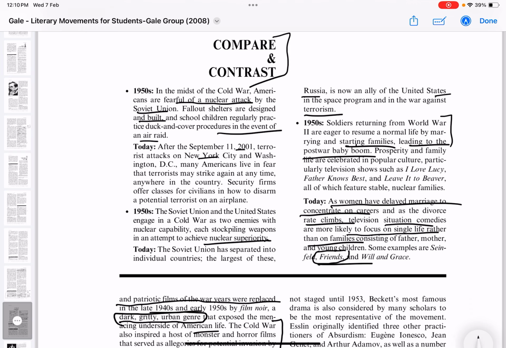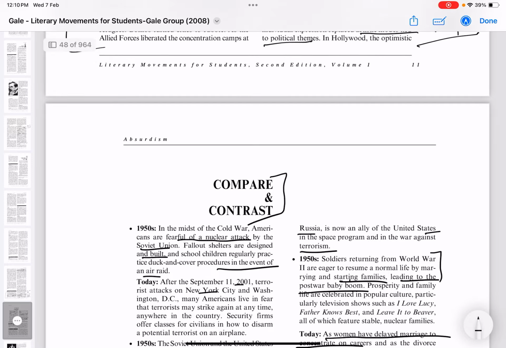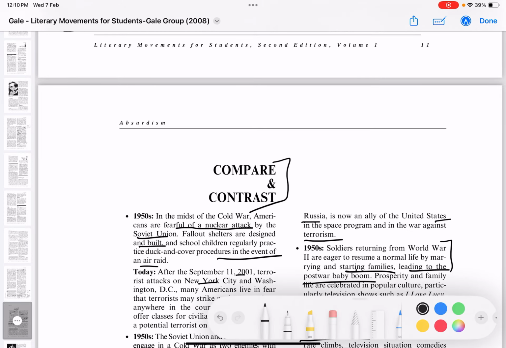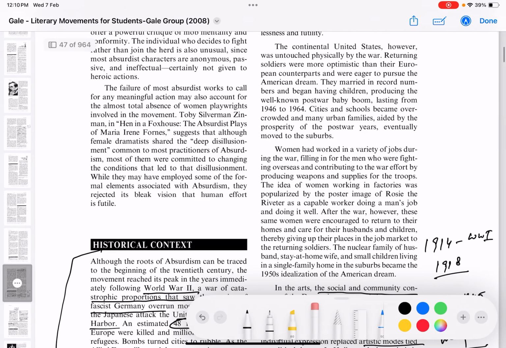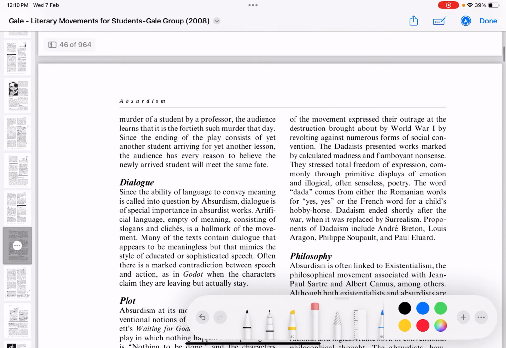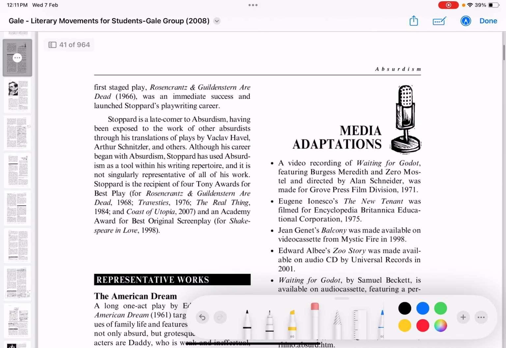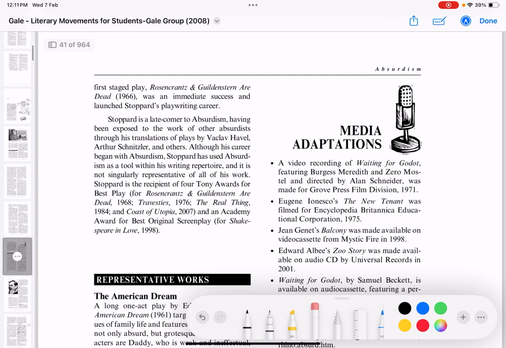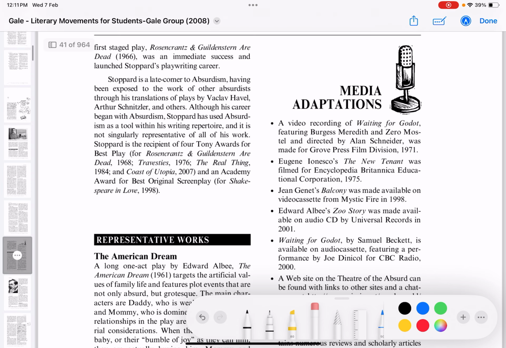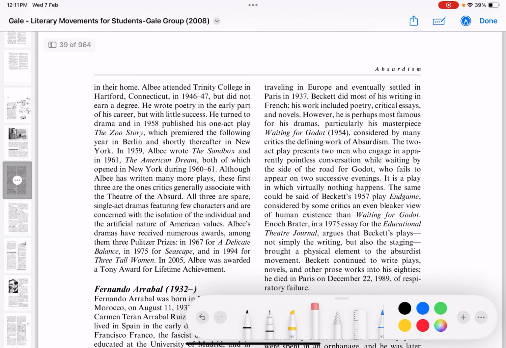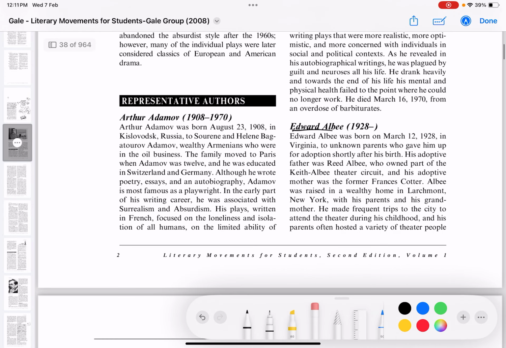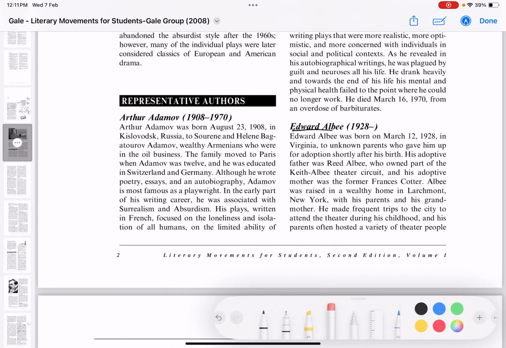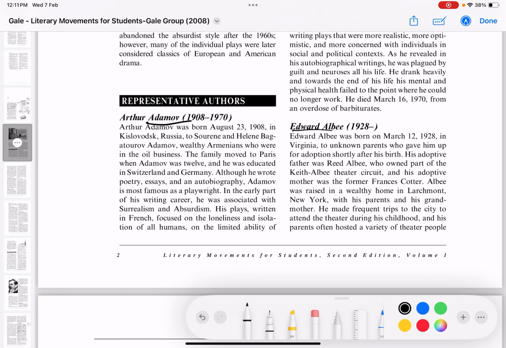Now it seems very easy, but you have to remember things for your exam. Okay, so what you have to do is read each of these writers. For example, here this is Arthur Adamov. You should know about him, that Adamov was born in Russia, so he is a Russian playwright. The family moved to Paris, and what all happened to him, right? Then Edward Albee, the American dramatist, you have to read about him.